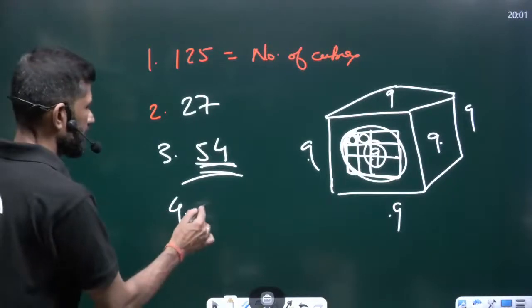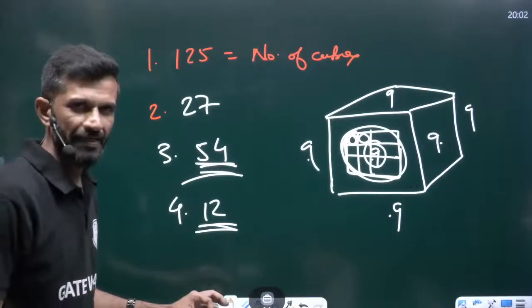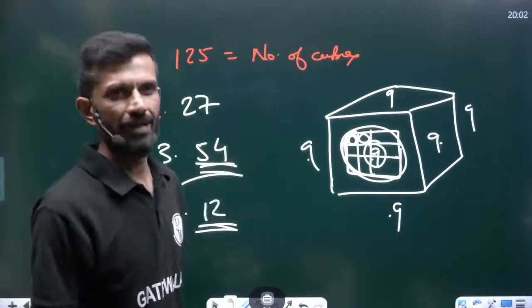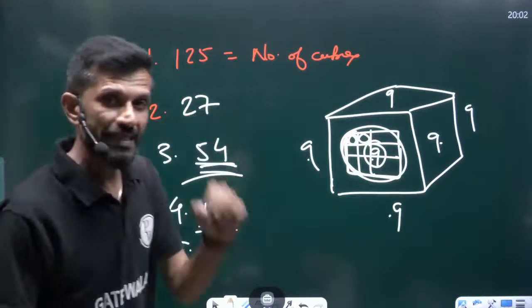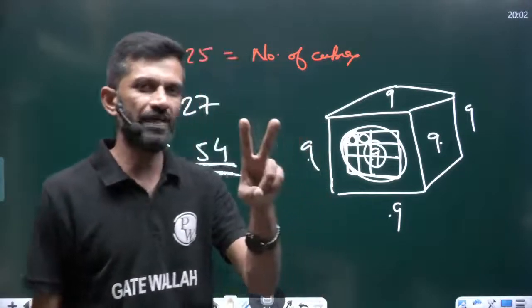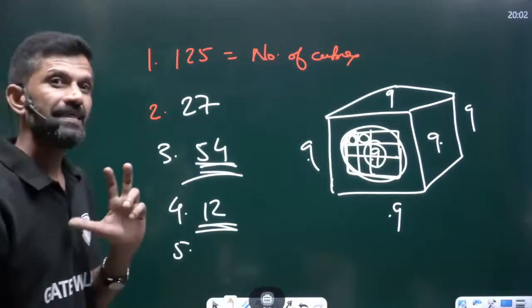Fourth question. The answer is 12. It means two faces painted, and that too with the same color. Now moving to the fifth question. What was the fifth question? How many cubes will have only two faces painted but with different color? But with different color.